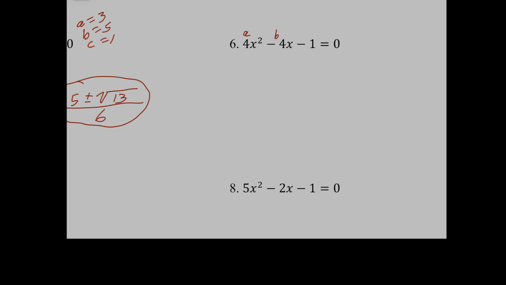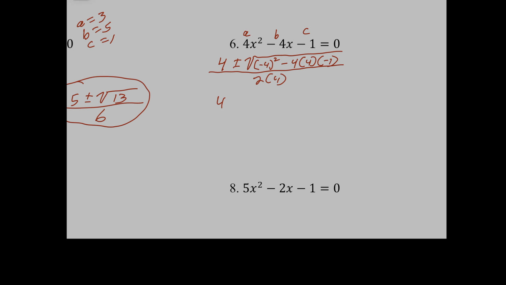There's my A, there's my B, there's my C. Let's try this. Opposite of B, B is your negative 4, so opposite of B is a positive 4, plus or minus the square root of negative 4 squared minus 4AC. Be careful of those negative signs. All over 2A, which is 2 times 4.